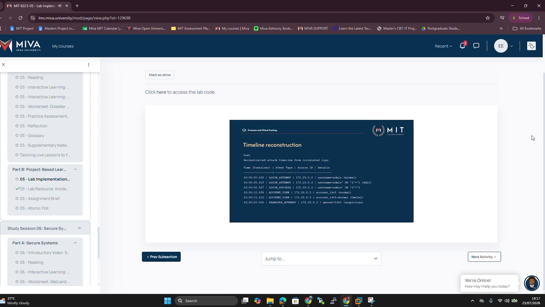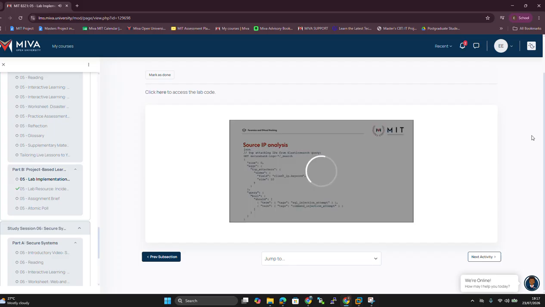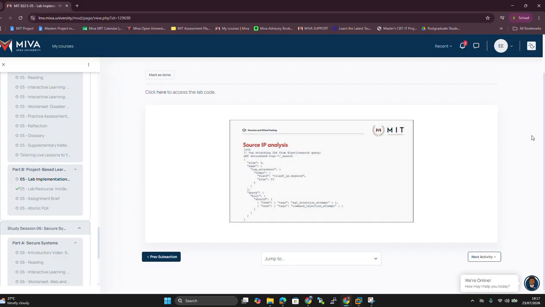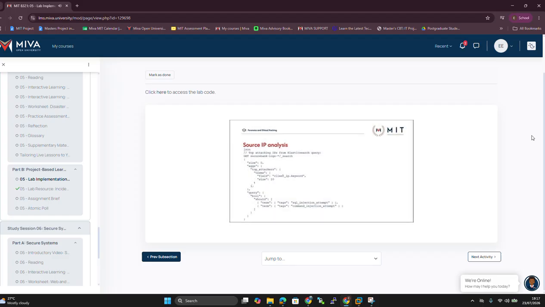All right. And then it is also possible to manually identify the source IP address. So this line of code is a snippet that helps you to look at how to identify the source IP, the IP of the attacking machine, for instance.